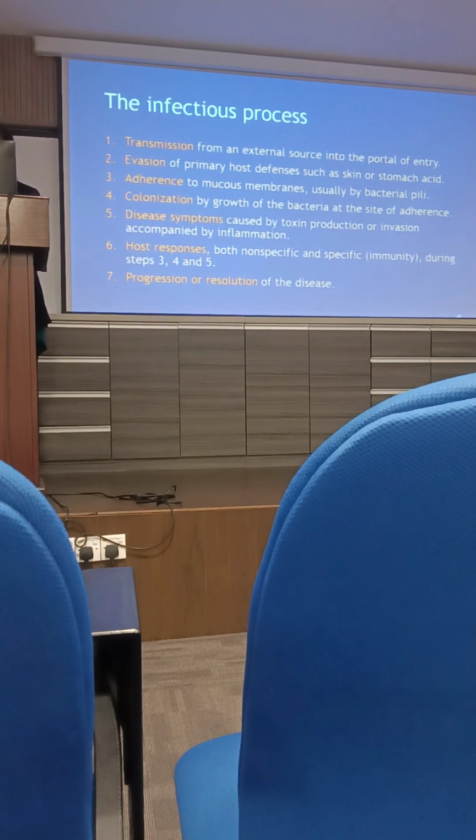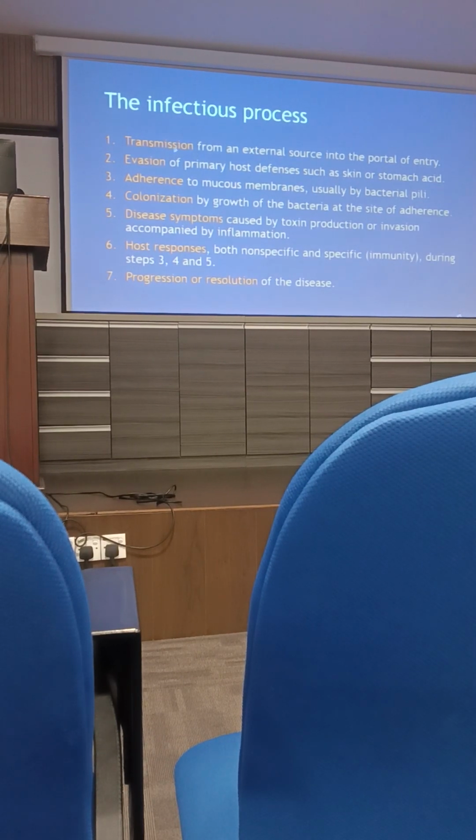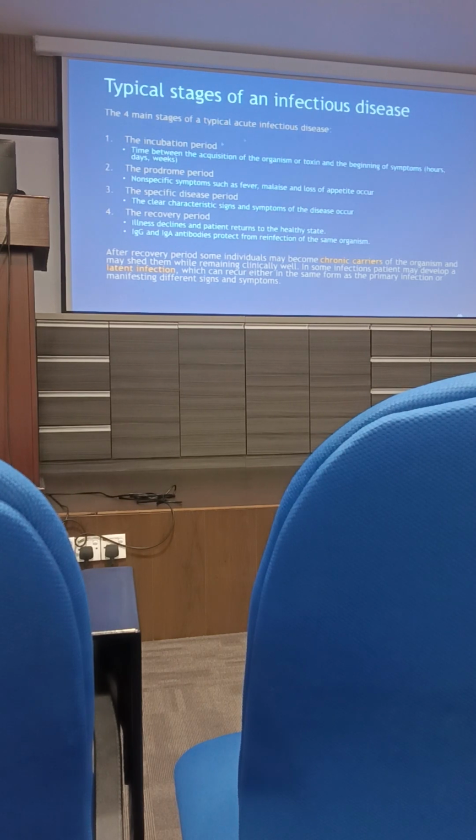This is just a summary of the infectious process. Bacteria need to transmit from an external source, evade the host, adhere, colonize, and then cause disease symptoms, causing specific and non-specific host responses, and then it either progresses or resolves. Typical stages of an infectious disease: first is the incubation period, followed by the prodrome period, which is the initial symptoms that are seen, then the specific disease period, and then the recovery period. Some individuals can become chronic carriers, and some infections can be present as latent in their body and then cause infection later. And that was our last slide.